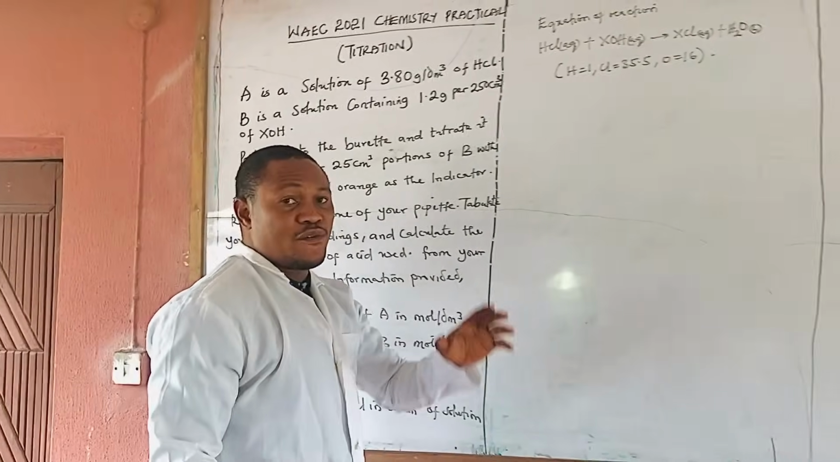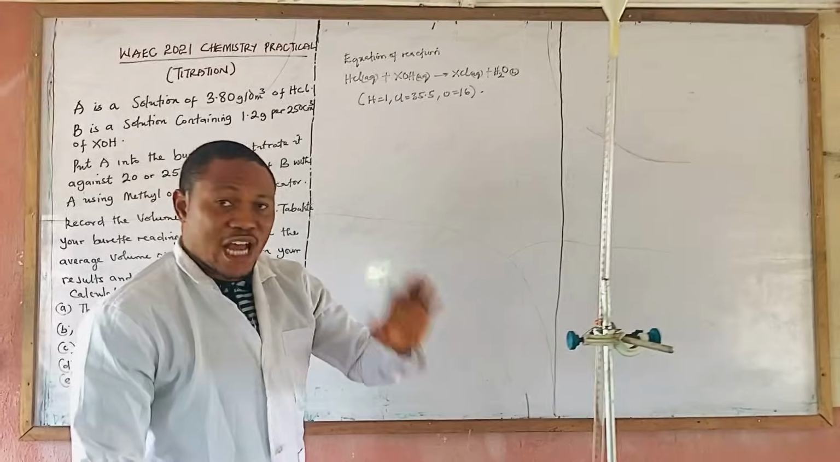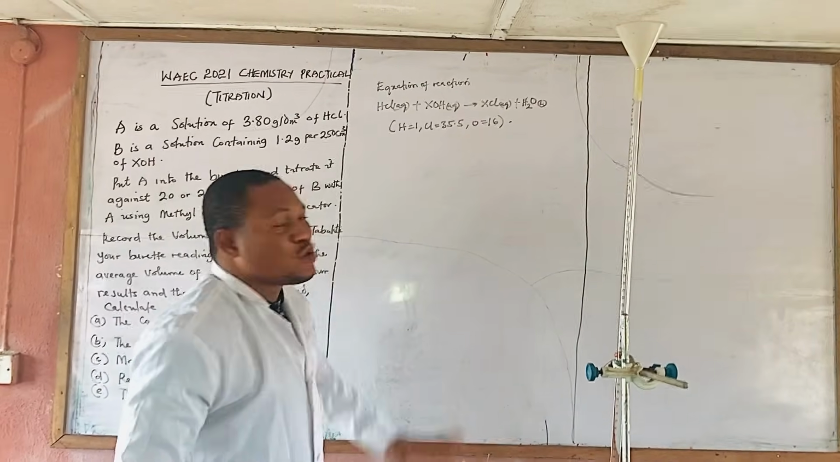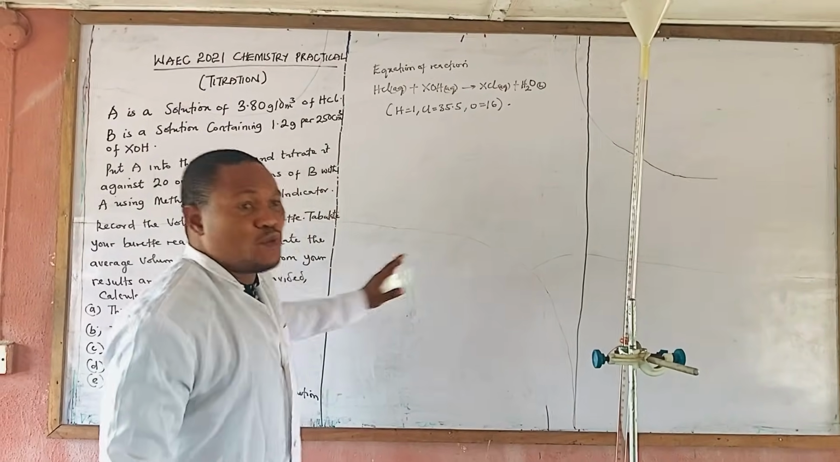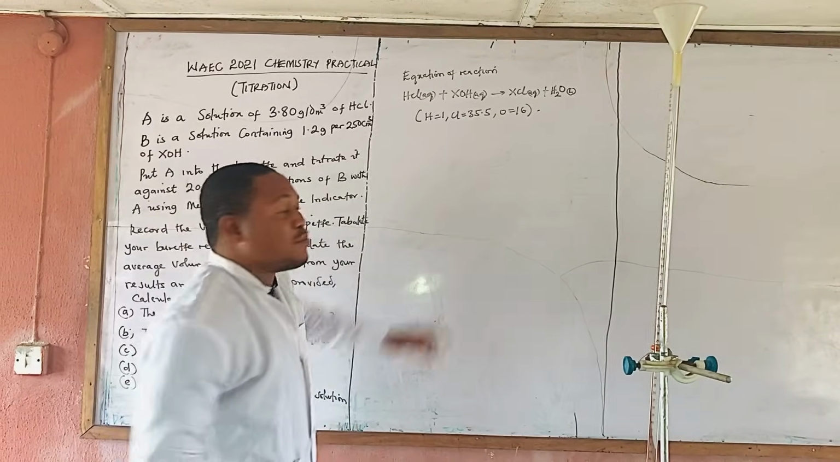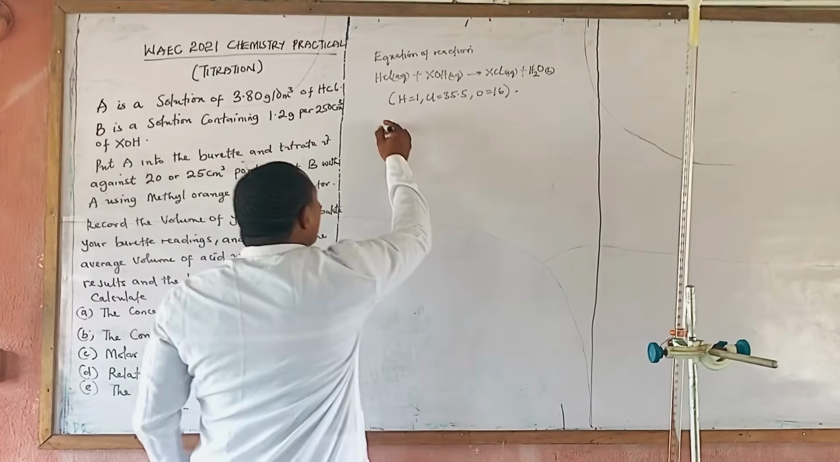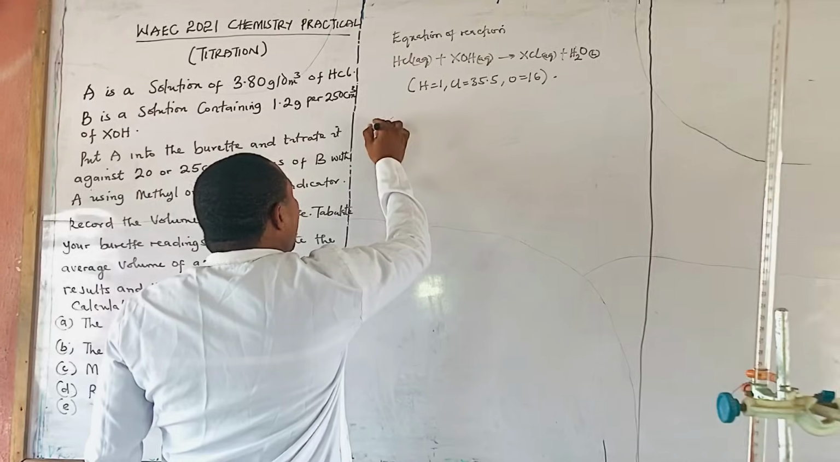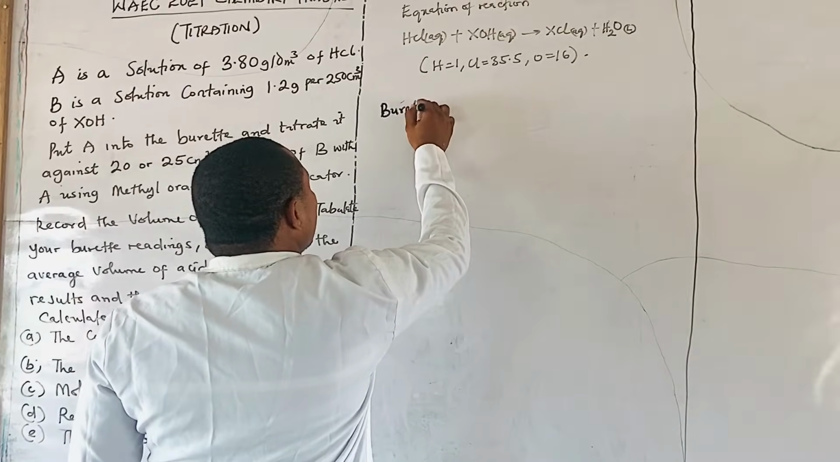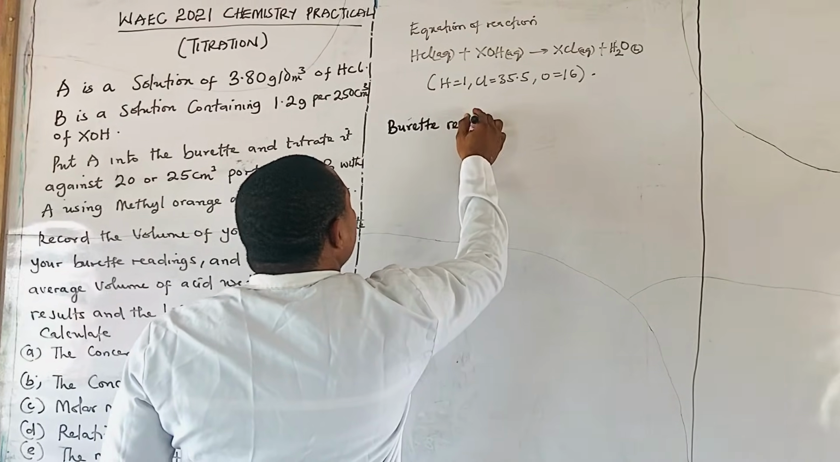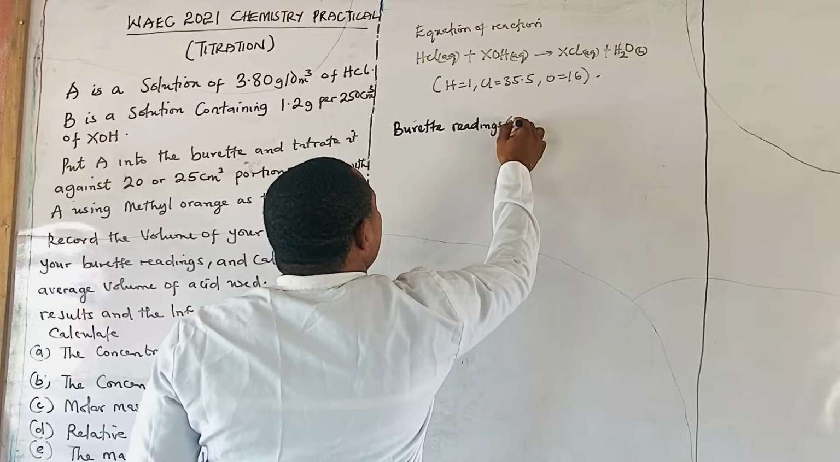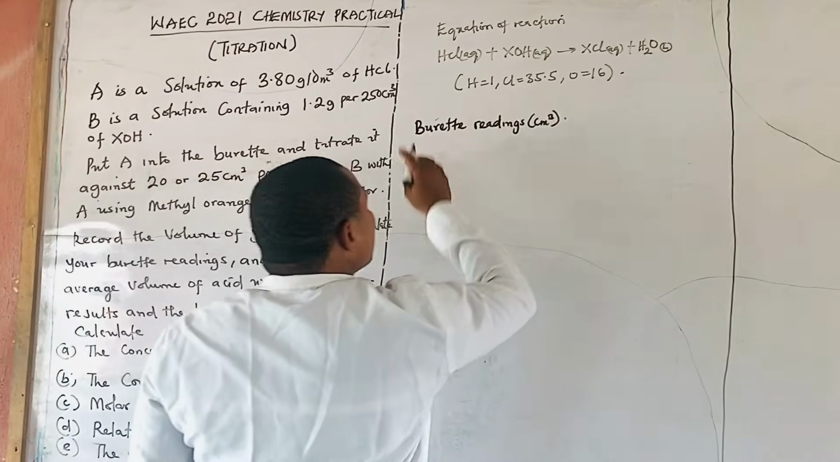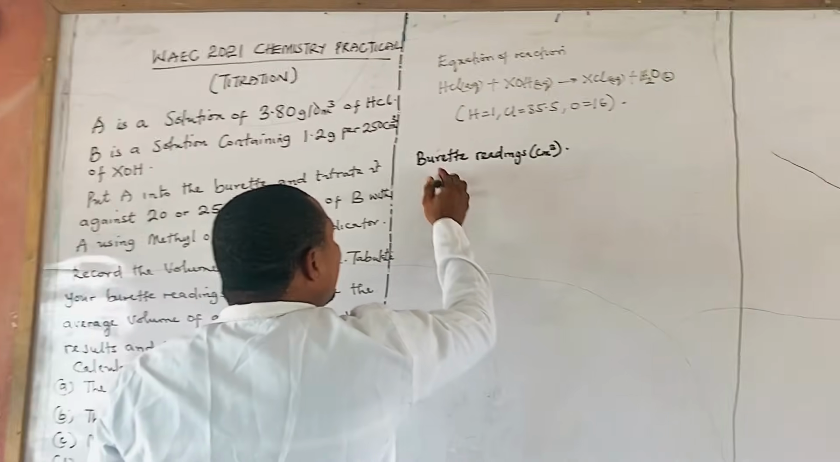I've told you, if you have watched the last video for NECO, I said that before you do anything at all, you have your table. You follow their procedures, and we have our table now. So let's see how our table is going to look like. We have our burette readings now, in centimeter cube. Please, those units are very, very important.